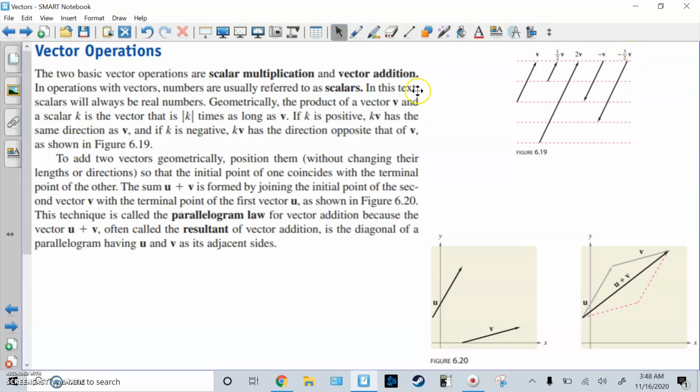Then we have vector addition. Vector addition is when you add two vectors, you join them.